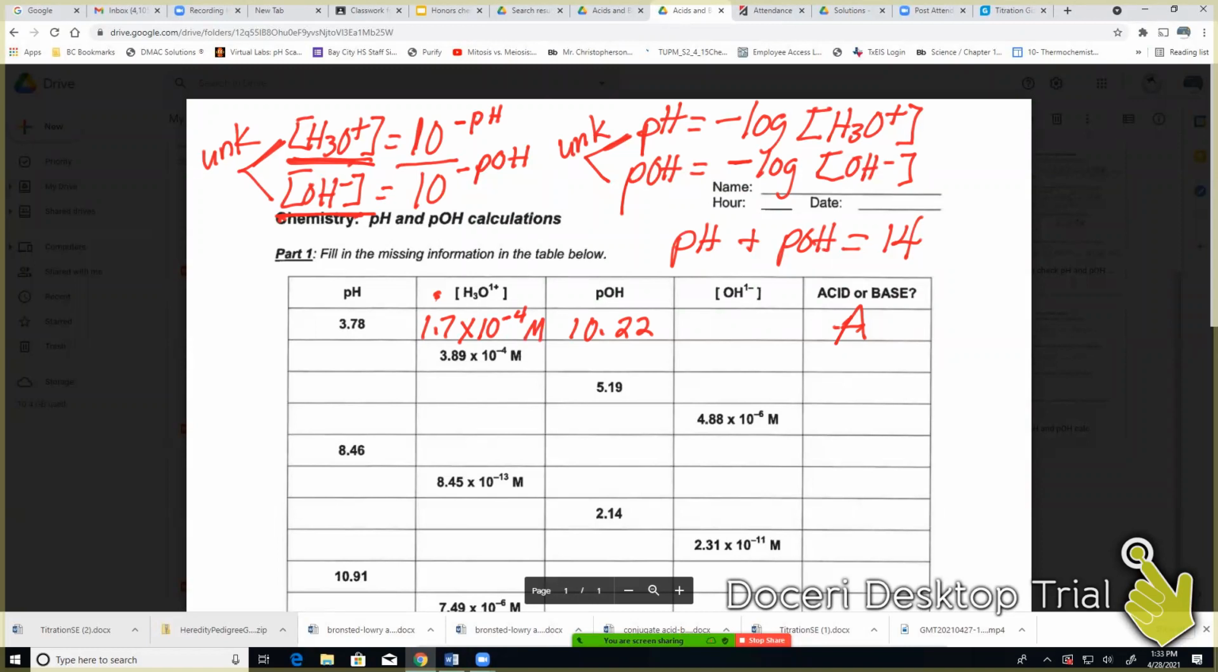Like I said, you're going to have a lot of negative exponents on the concentrations. Now I need my hydroxide, so I use my formula here. 10 raised up to my negative pOH, negative 10.22. Still 2 sig figs, so 6.0 times 10 to the negative 11 molar.